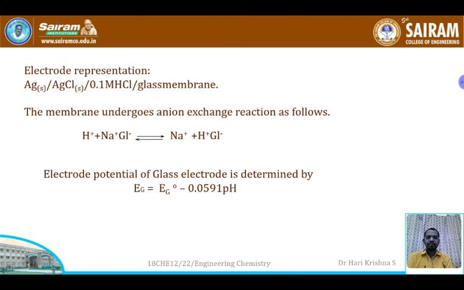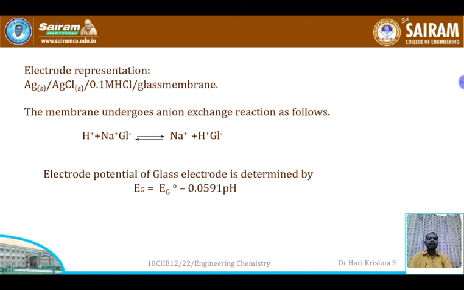equals 0. But in practice, even when the concentrations of H+ ions inside the bulb and outside the bulb are equal, some potential arises across the boundary, and that potential is called the asymmetric potential. What is asymmetric potential? Even when the concentration of H+ ions inside and outside the bulb are equal, some potential arises across the boundary, and that potential is called the asymmetric potential.